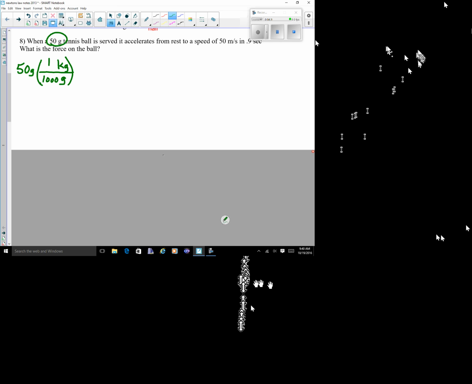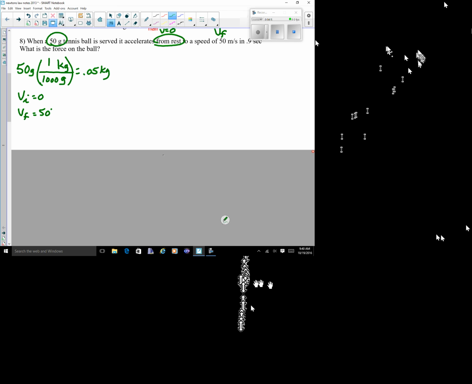Now, since the tennis ball is served and accelerates from rest, that means its original velocity is 0 to a speed of 50 meters per second. So that's the final velocity right there. So we can write those down over here. The initial velocity is 0. The final velocity is 50 meters per second, and it does that in a time of 0.9 seconds.